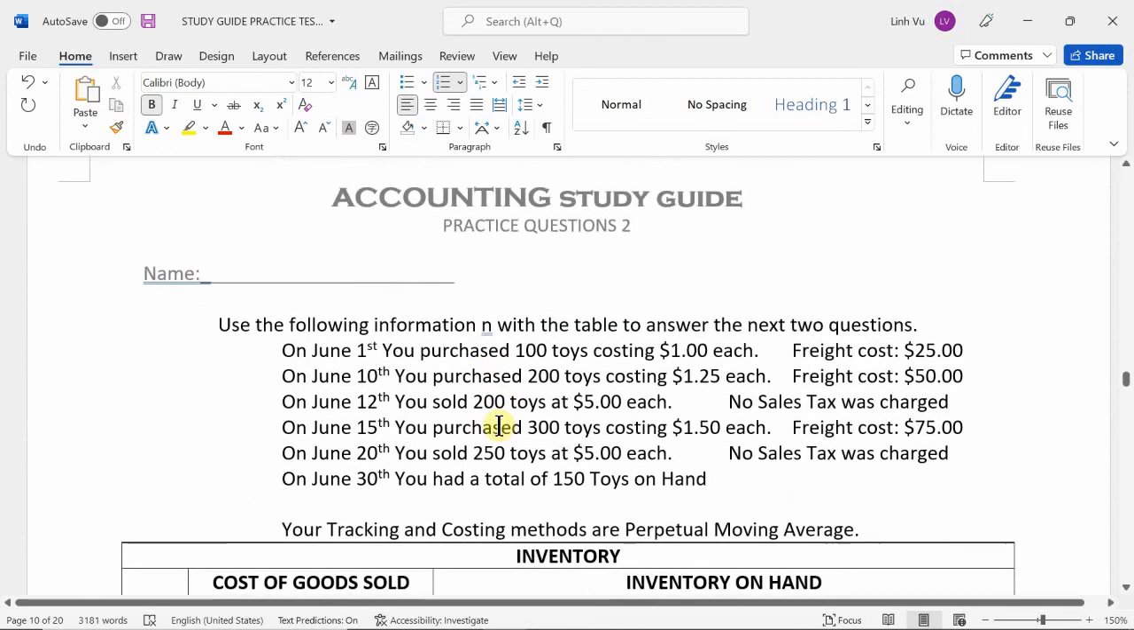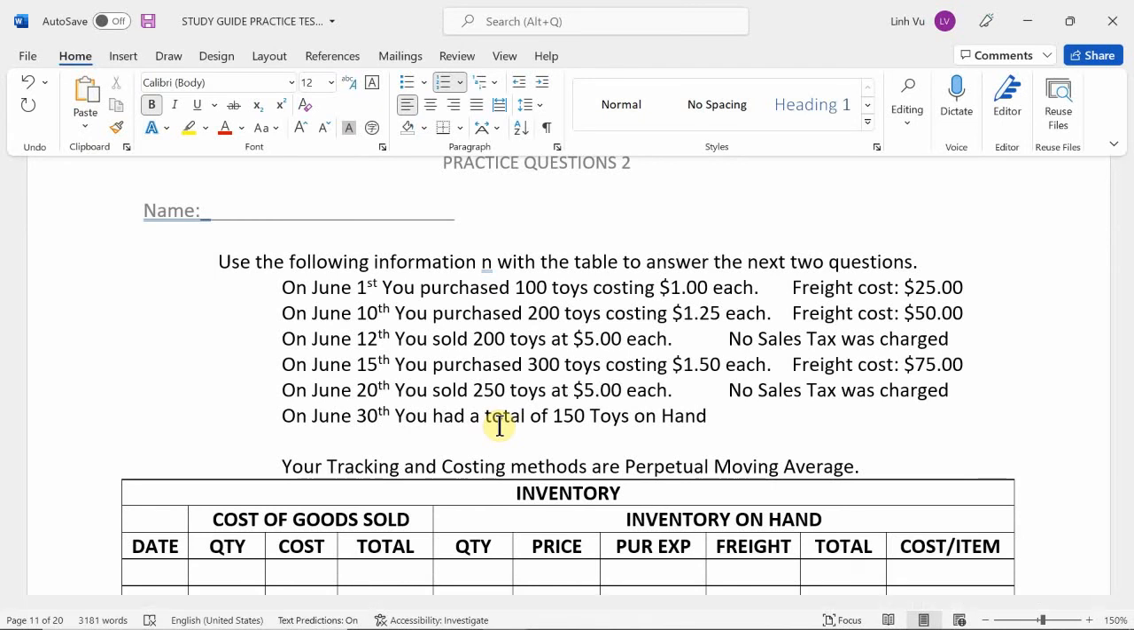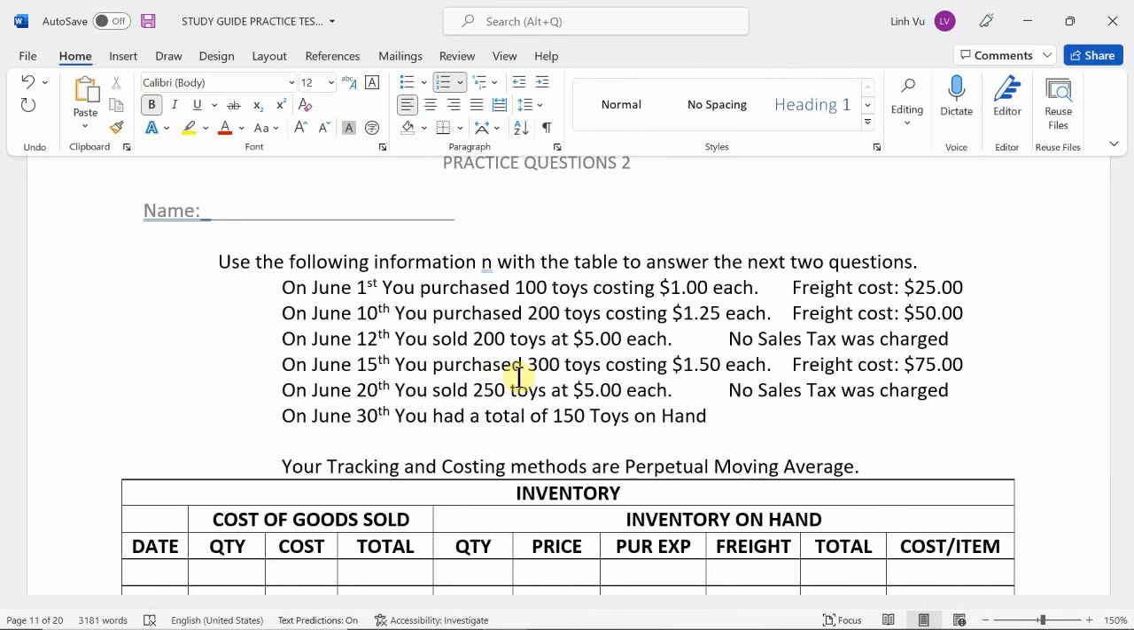All right, so let's do another example, but this time my tracking method is moving average. Okay, so I can't copy and paste this one because it's perpetual inventory. It's going to look different. So I have to go through it one at a time because every transaction affects the overall inventory. So let's take a look at the first one. Okay, first one is June 1st. I purchased a total of 100 toys, costing $1 with a freight of 25.